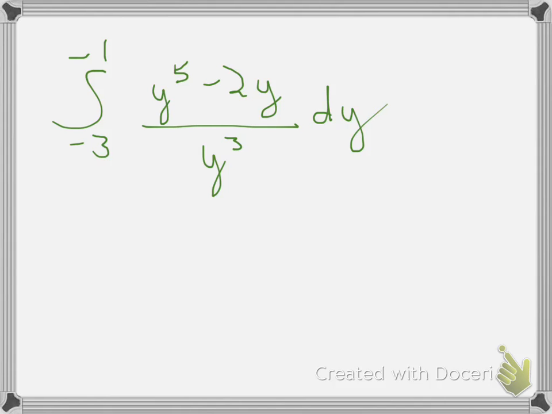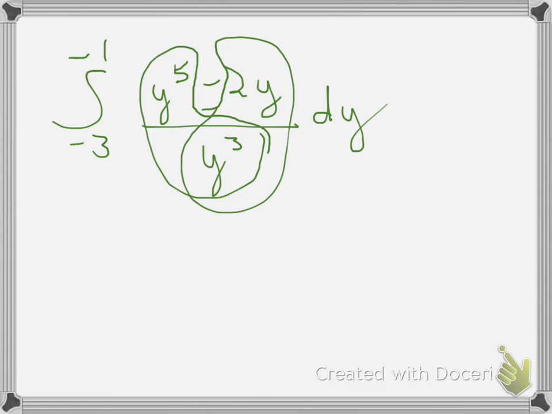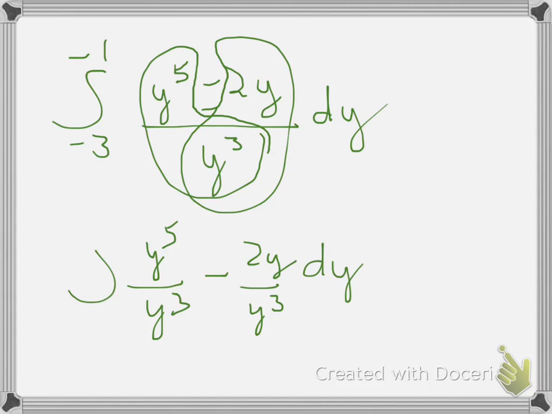When I say algebra skills, I hope you're looking at this thinking, yeah, I'm just going to split the fractions like that: y to the fifth over y cubed. You have a monomial in the denominator, so that's what allows you to do that. Minus 2y over y cubed dy. We integrate that from -3 to -1.